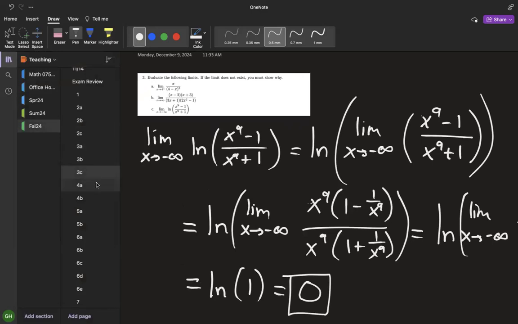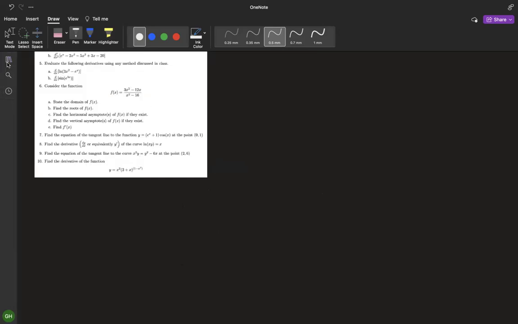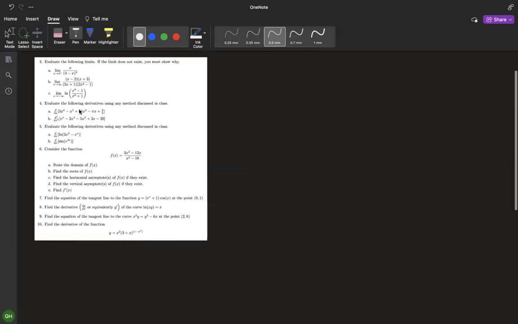All right, so for problem 4, we're on to derivatives. For problem 4, it was mostly just section 3 derivatives, which were power rule and e to the x is a thing. So to evaluate using any method discussed in class, that's just my way of saying you don't have to use the limit definition. Feel free to use the derivative rules.